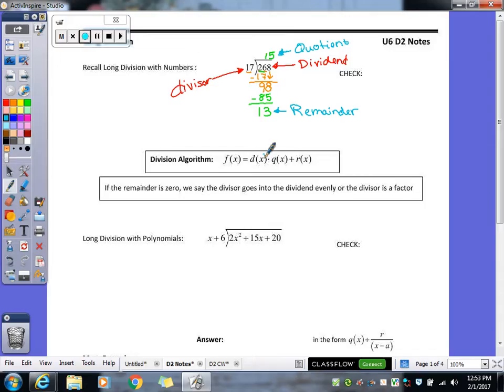So the way you would check it to see if you did it correctly is you would do 17 times the 15. What do we get? You use your little calculator to help you. 17 times 15 is 255. And then add our remainder to it gives us what? Which is exactly what we started with, so that means we did it correctly. So our answer would be 15 remainder 13.